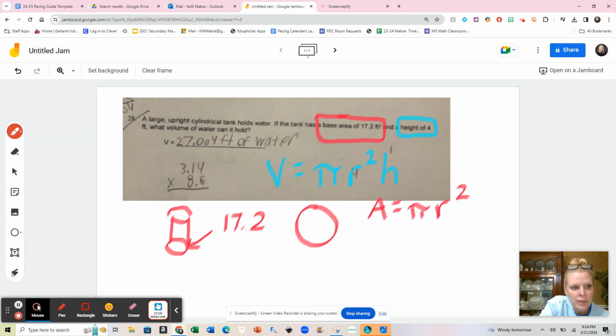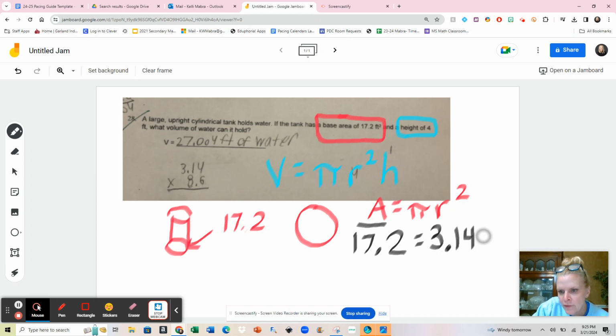So we're going to fill in the formula with what we already know. We already know that the area is equal to 17.2. We also know that pi is equal to 3.14. And we have to figure out what r squared is. But you don't really have to simplify that any further, because you can see that you need to know what r squared is for the actual question of finding volume.